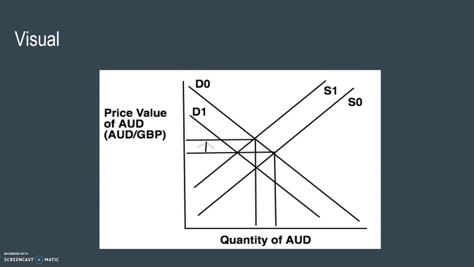As displayed in this demand and supply diagram, it shows that both supply and demand shift to the left. As there is a shortage of Australian dollar funds on the FX market, the price value would appreciate against the pound value.